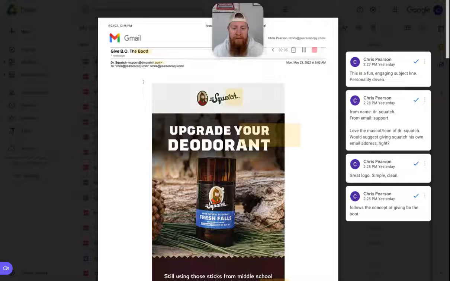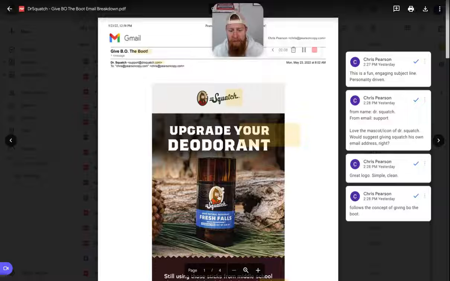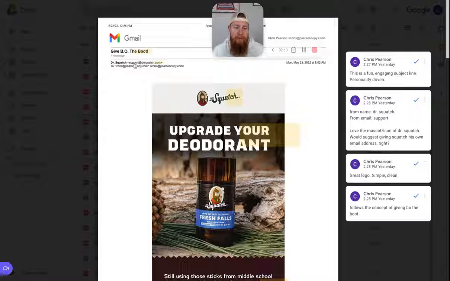People will suspend belief and say, okay, if Dr. Squatch is this monkey looking ape dude, and it's coming from Dr. Squatch and it's hello at Dr. Squatch, they will suspend belief and believe that Dr. Squatch is an actual person. And they'll feel like they're actually making a connection with someone as opposed to a brand or a figurehead. So that's something to consider here when you have the from name, from email decision to make for your brand.